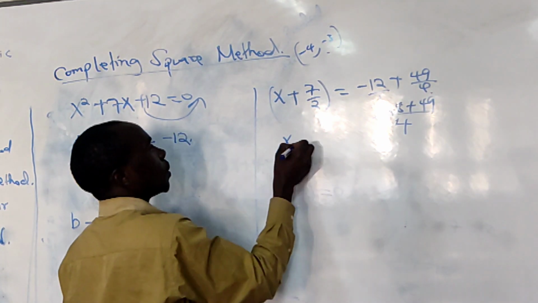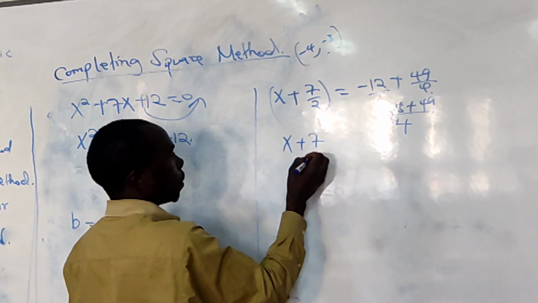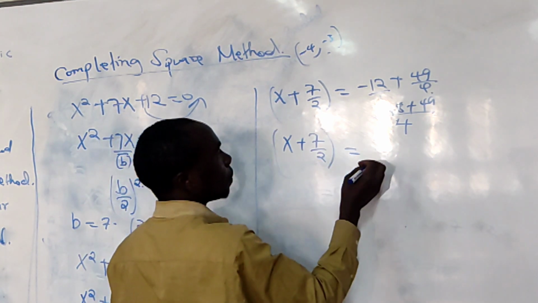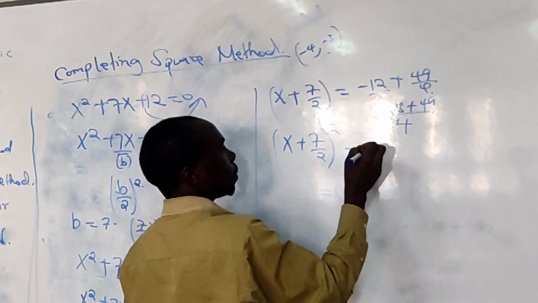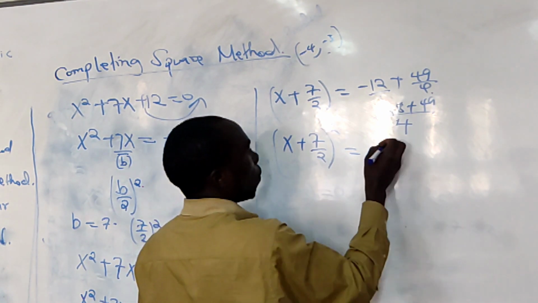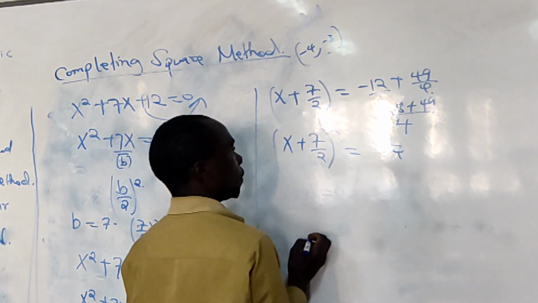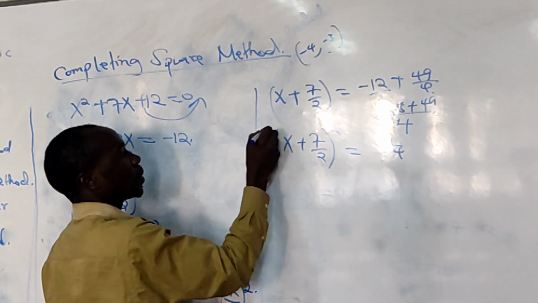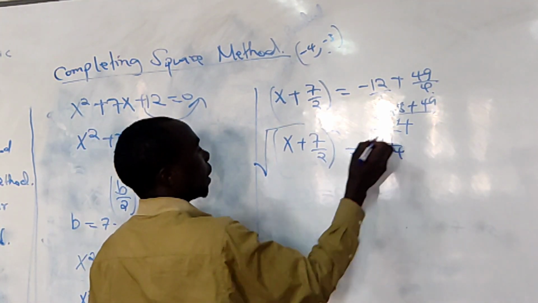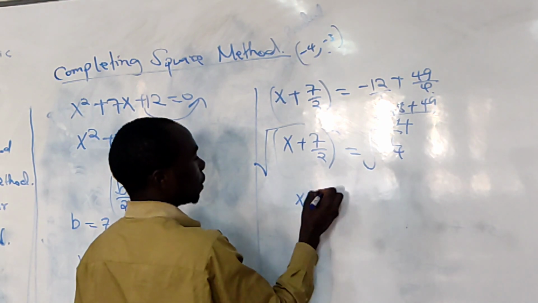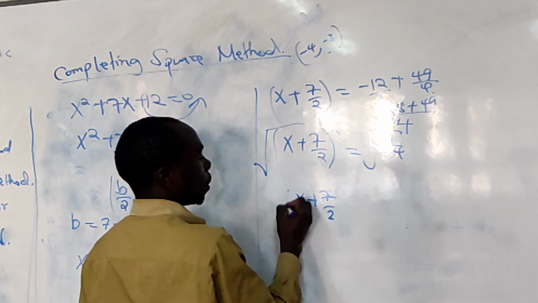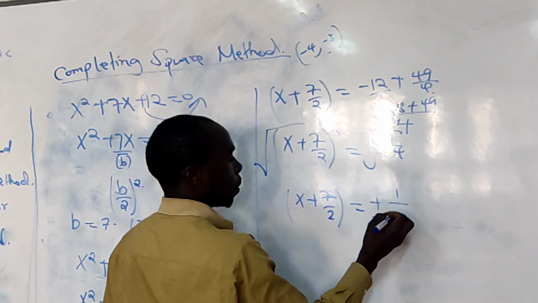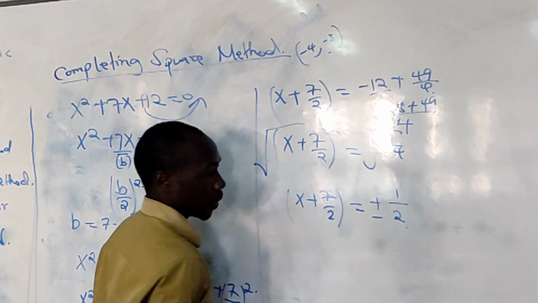So you have (x plus 7 over 2) squared is equal to 1 over 4 positive. Now to remove the square, you look for the square root on both sides. Square root on both sides. Then you remain with x plus 7 over 2 equals plus or minus 1 over 2.